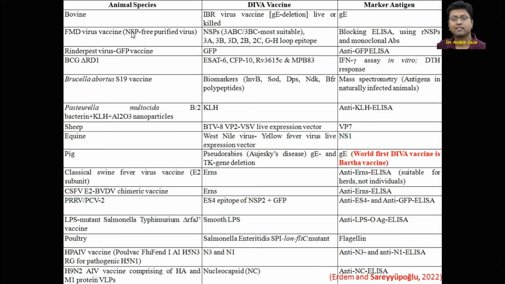So these are the different animal species having different DIVA vaccines, and the marker antigens are listed here. Out of them, one is the well-known DIVA vaccine, and the world's first DIVA vaccine is the pseudorabies vaccine. It is also called Aujeszky's disease vaccine. It is a glycoprotein envelope deleted and tyrosine kinase gene deleted vaccine.